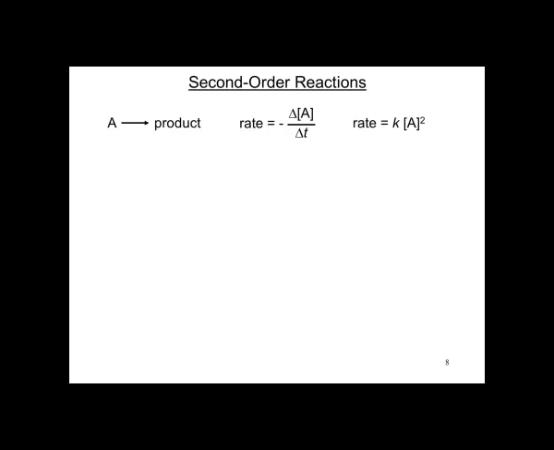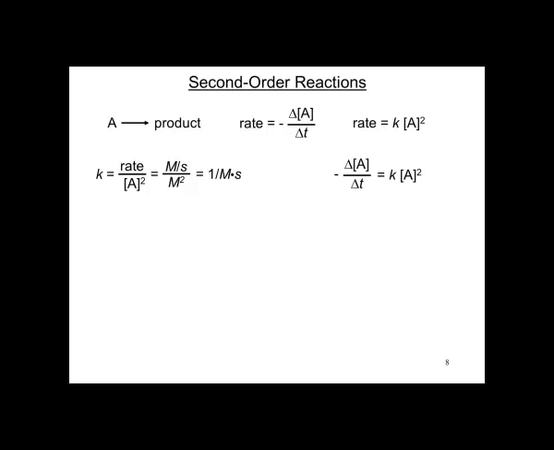Second order reactions. A goes to product. In a second order reaction, the rate is going to be equal to k times the concentration of the reactant A squared. The rate constant can be calculated by taking the rate and dividing it by the square of the concentration of A. Here the units are 1 over molarity times seconds.